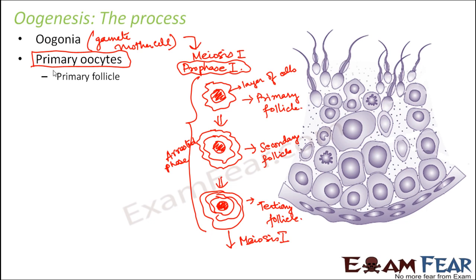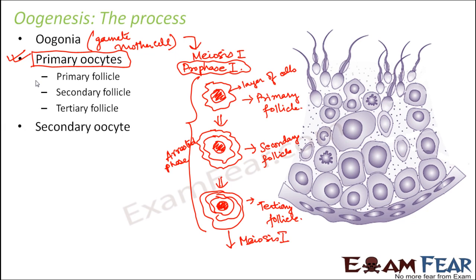The primary oocytes were formed, as I explained already, when they get arrested in prophase 1. When it remains as a primary oocyte and no further division takes place, during that time more and more layers of cells are formed outside the cell, and the primary follicle, secondary follicle, and gradually the tertiary follicle were formed. After that, it reaches a stage where it comes out of the arrested phase, and that is when it undergoes meiosis 1. When it completes meiosis 1, secondary oocytes are formed.